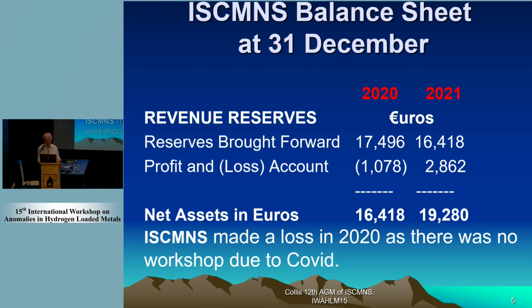So now I'm going to pass on to the finances, and I'm comparing the 2 years, 2020 with 2021. We made a loss last year, mainly because of COVID. We had no substantial meeting in 2020 when COVID started. Last year we did have a meeting, and that generated a small profit, and the net result is increasing our effectively cash assets to very nearly 20,000 euros, which is quite a good war chest, I think, especially as in the future we're going to have some greater expenses.